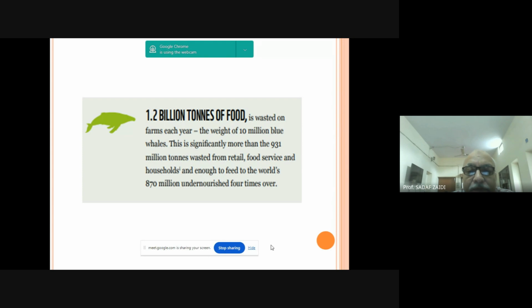Okay, and this is just for comparison to tell you the magnitude of this waste. So this is lost on farms each year, and it is much more than the 931 million tons that you are wasting in retail, food service and households, and it is enough to feed the world's 870 million undernourished four times over. So there are 870 million people who are undernourished in the world.